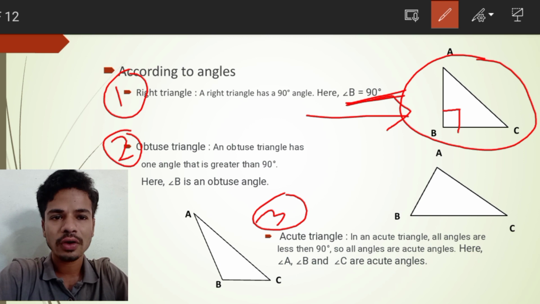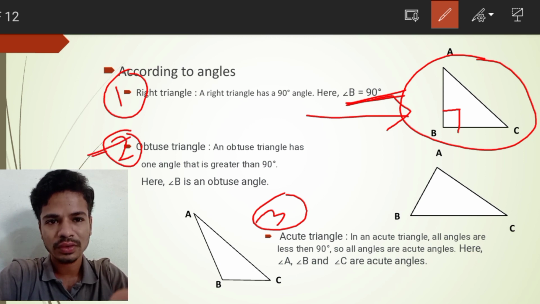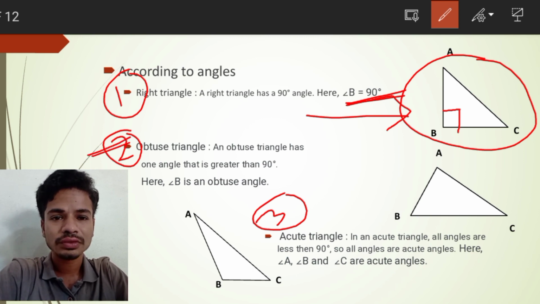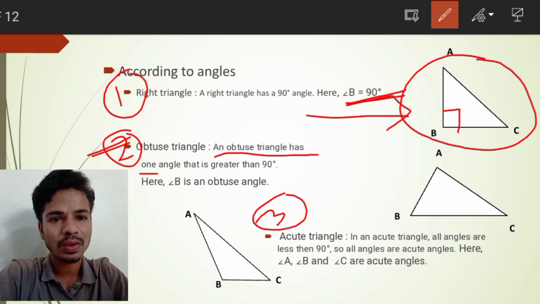The second one is the obtuse angle triangle. An obtuse angle triangle is a triangle where one of the angles is greater than 90 degrees. Here, the angle B is an obtuse angle.